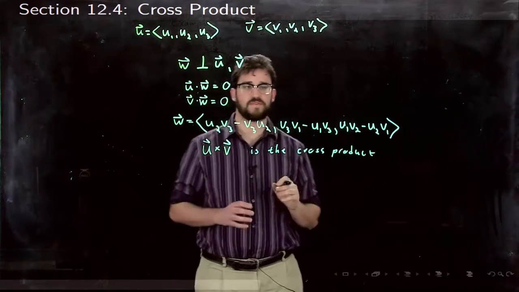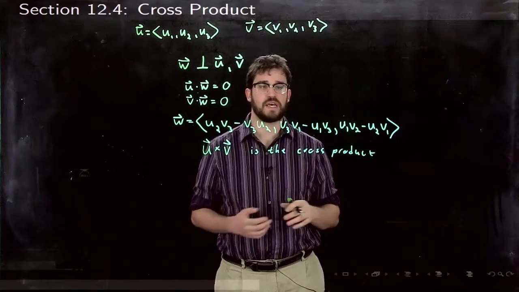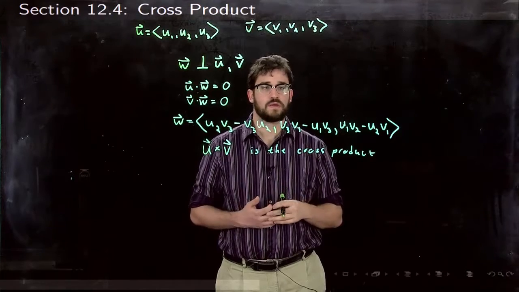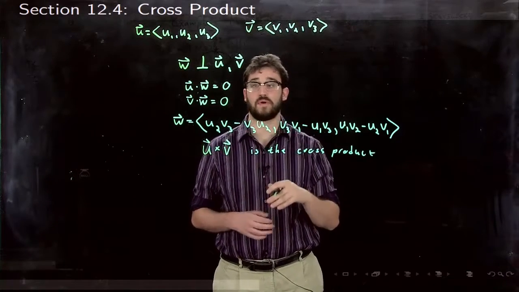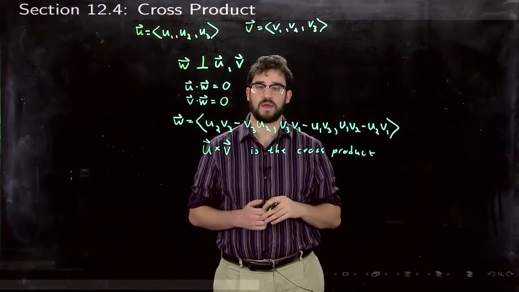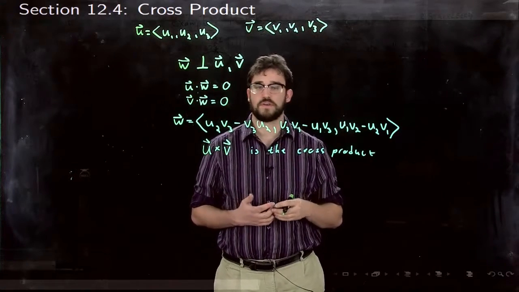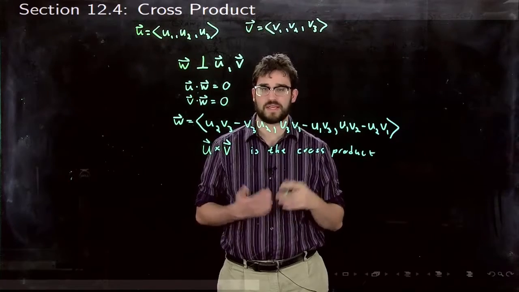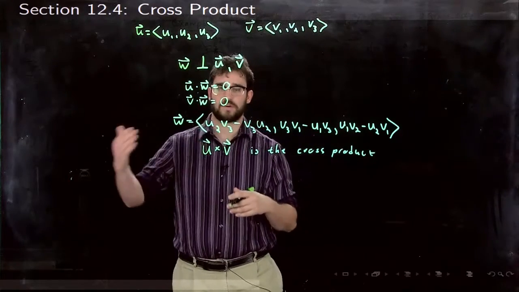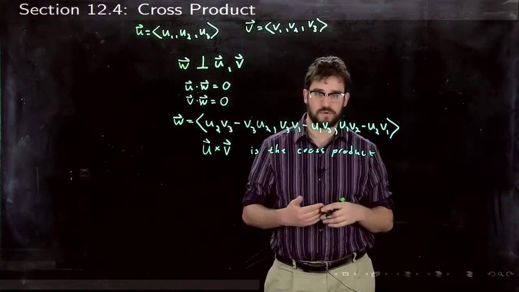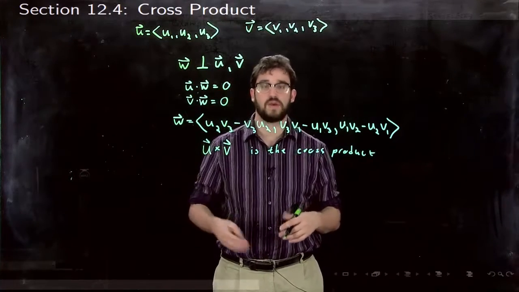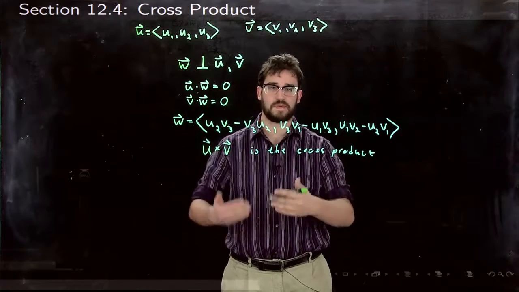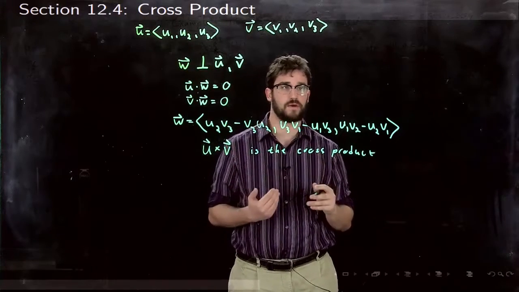Now, this seems very complicated, but there's actually a simpler way of computing the cross product than solving the above system or memorizing this giant formula. And it uses determinants. The cross product is also known as the vector product because it gives you a vector, just like how the dot product was known as the scalar product because it gave you back a scalar.